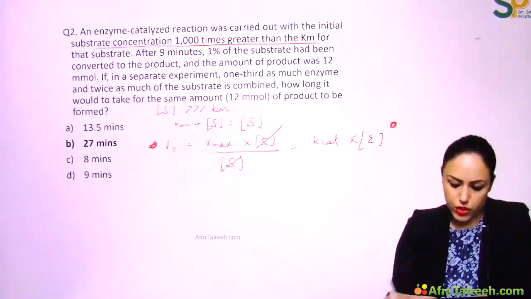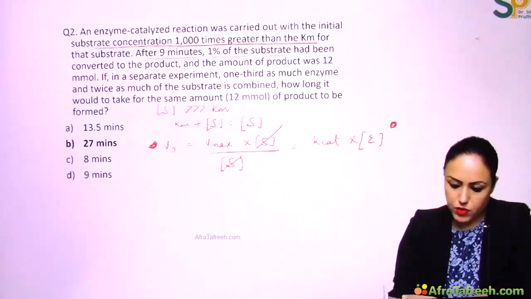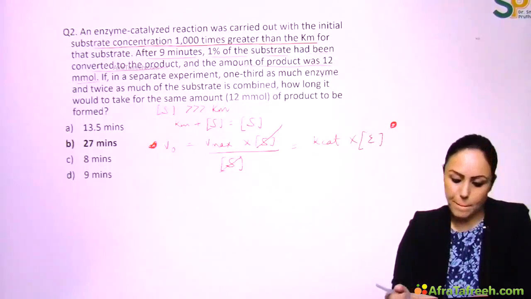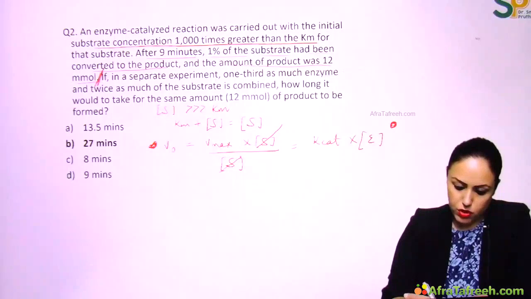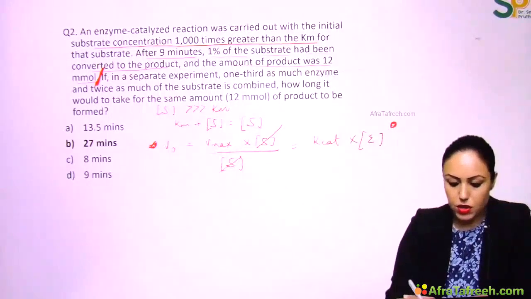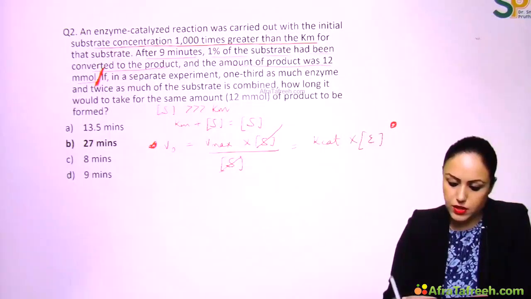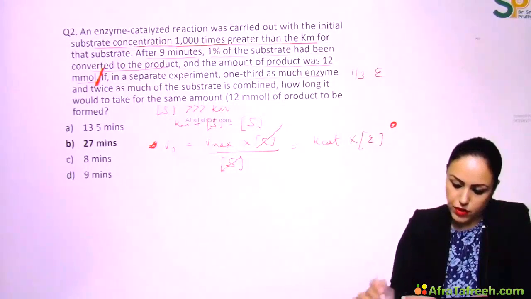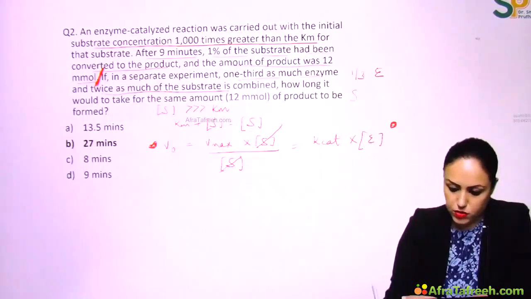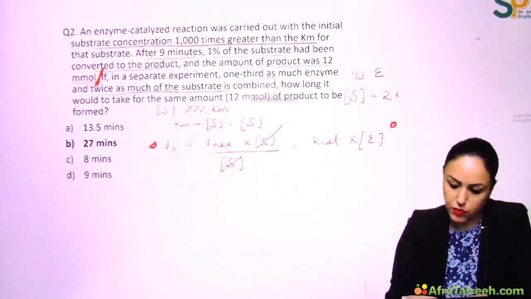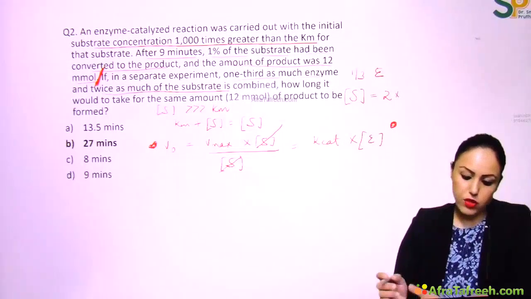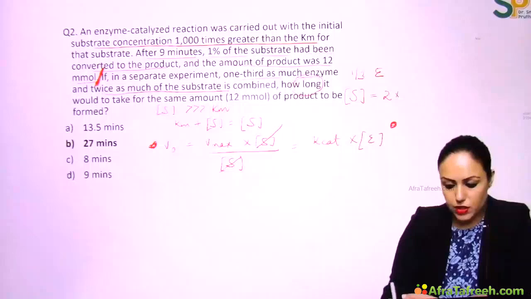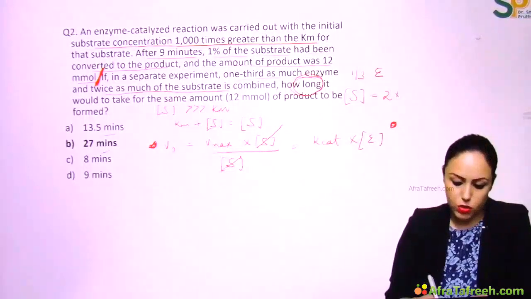Okay, so let's read the question. After 9 minutes, 1% of substrate had been converted to product. An amount of product was 12 millimoles. If in a separate experiment, so now I'm just giving a mark here so that the next experiment is started now. In the next experiment, 1/3 as much enzyme and twice the substrate concentration is combined. How long will it take for the same amount of product to be formed? So they're asking for time, and the options are also in minutes.